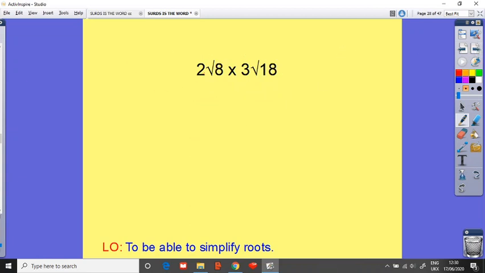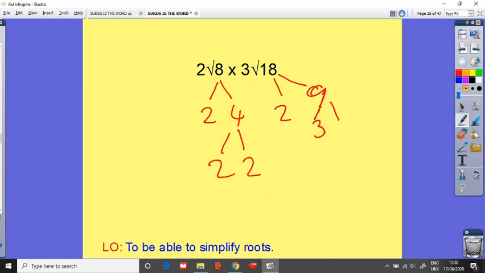And this one here, so 2 I just leave. The 8 I prime factorise that to be 2 and 4. Prime factorise that to be 2 and 2. And 18 I prime factorise that to be 2 and 9. And 3 and 3. So it's going to be 2, my normal 2, times by, and the root 8 I'm going to replace with root 2, times by root 2, times by root 2.